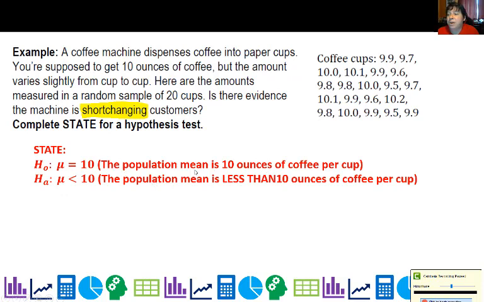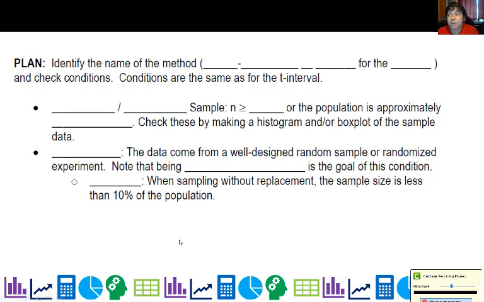And here I have it in context. The population mean is 10 ounces of coffee per cup. The population mean is less than 10 ounces of coffee per cup. Now the plan is similar. Our name is now a one sample t-test for the mean.